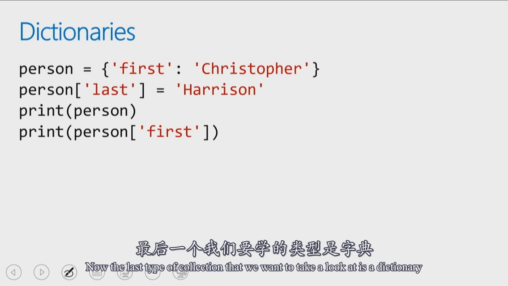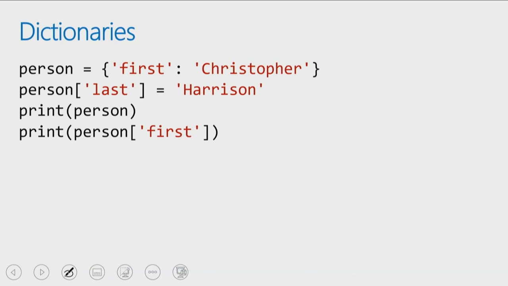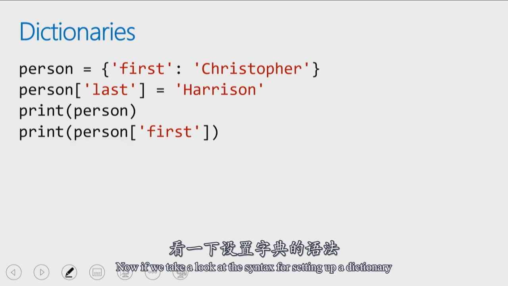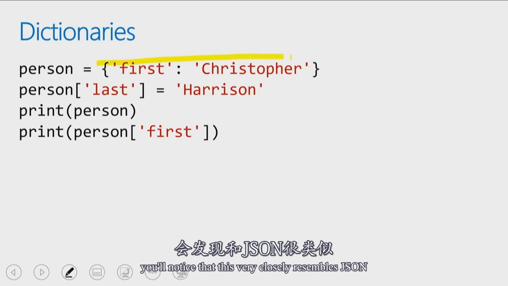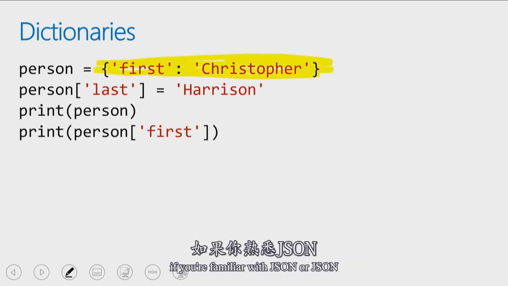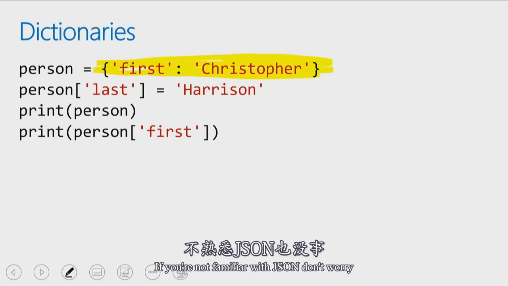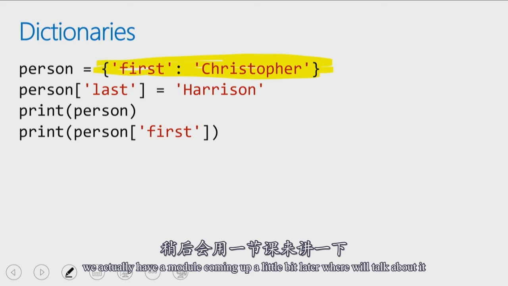Okay, now the last type of collection that we want to take a look at is a dictionary. Now, if we take a look at the syntax for setting up a dictionary, you'll notice that this very closely resembles JSON if you're familiar with JSON. If you're not familiar with JSON, don't worry. We actually have a module coming up a little bit later where we'll talk about it.